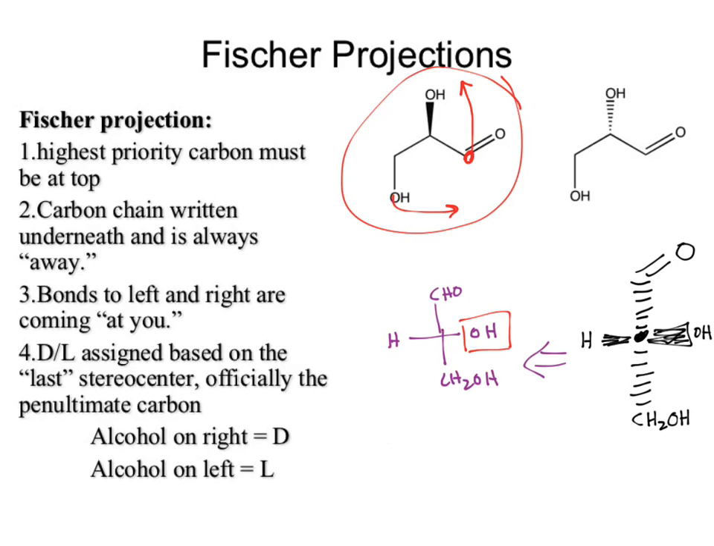Where's the OH? On the left or right-hand side of the structure? The right. So I can now refer to this as D-glyceraldehyde, because the OH is on the right-hand side. Okay? What if I'd done the other one? The OH would show up on the left-hand side, so I'll call it L-glyceraldehyde. Okay? So then notice again, we had R and S before, not D and L.